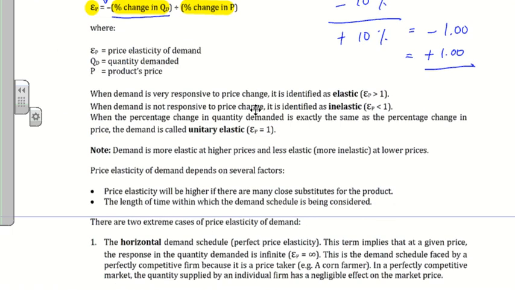Okay, when demand is very responsive, elasticity is greater than 1. When it's not so responsive, it's called inelastic, and the elasticity will be less than 1. If it's exactly equal to 1, we call that unitary elastic. Price elasticity of demand will be higher if there are many close substitutes.